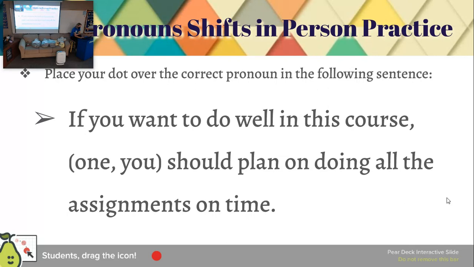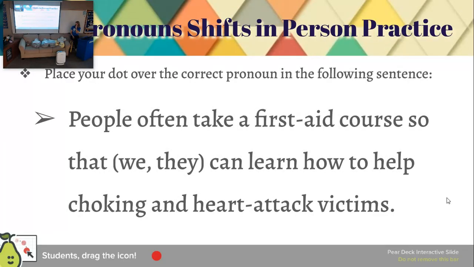Try to finish in 5. Okay, pretty good job. It is you, because we have a you up here at the start of the sentence. The sentence is starting in second person point of view, so you need to maintain that second person point of view. If we flip to one, that's flipping to third person, okay? A good rule of thumb for second person: if you see a you earlier on, you should use a you later on too. All right, try this one.